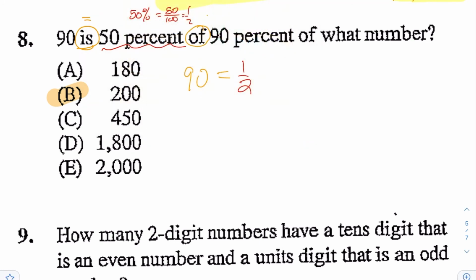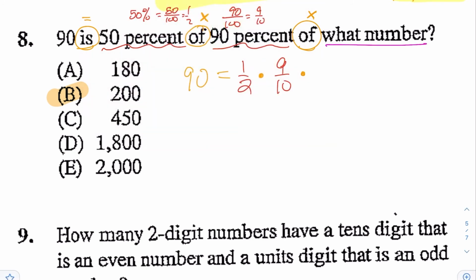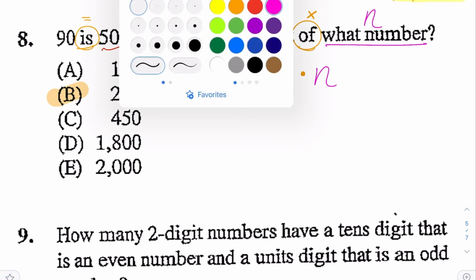Now this "of" means multiply. And this 90% represents 90 over 100, which is equal to 9/10. And the next "of" means multiply again. And finally, what number represents your variable? So we can call that x, or in this case, we'll just call it n. So here's your equation. 90 is equal to 1/2 times 9/10 times n. And we just have to solve for n.